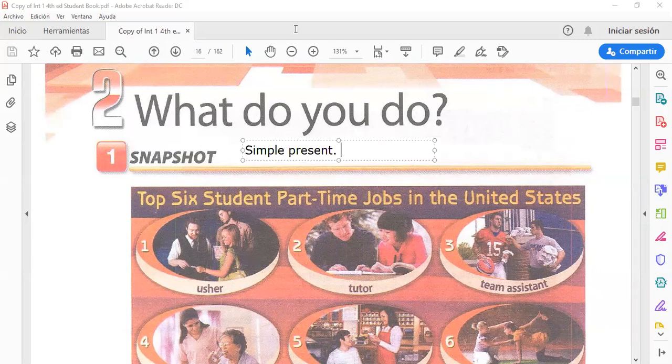It's because we are going to talk about simple present in this unit. No more verb to be, just simple present, as in what do you do? And also about professions and occupations, professions and occupations, okay?